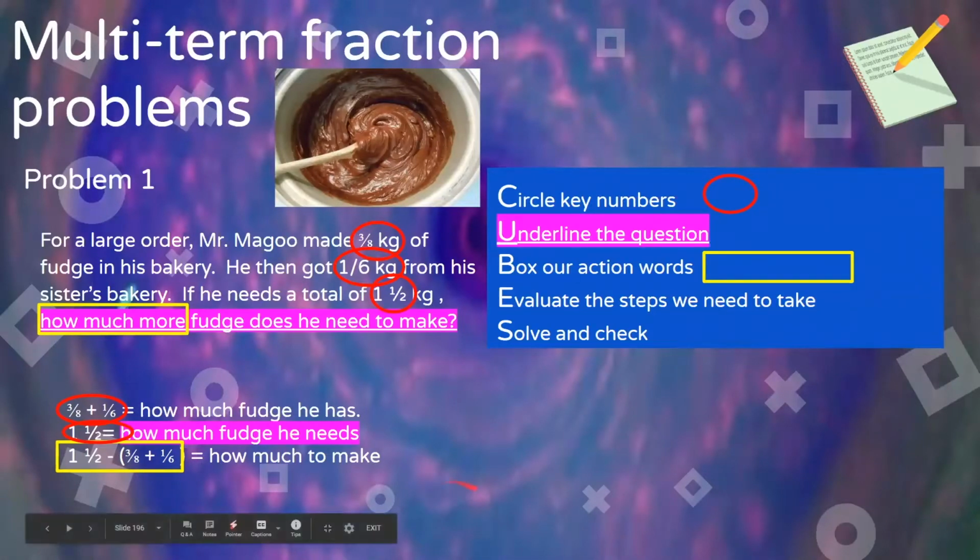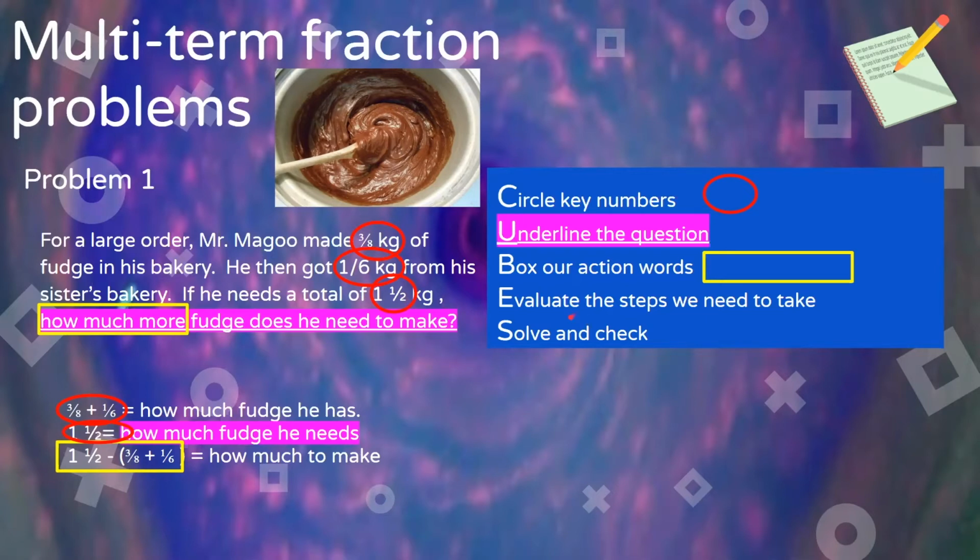All right, let's look at our first word problem today. It's going to ask us to think about a couple of things today, but it's not anything we're not used to. And we're going to use a lot of tools that we've used before. So as we work with our multi-term fractions, our problem number 1 is, for a large order, Mr. Magoo made 3/8 of a kilogram of fudge in his bakery. He got 1/6 of a kilogram from his sister's bakery. If he needs a total of 1 1/2 kilograms, how much more fudge does he need to make?